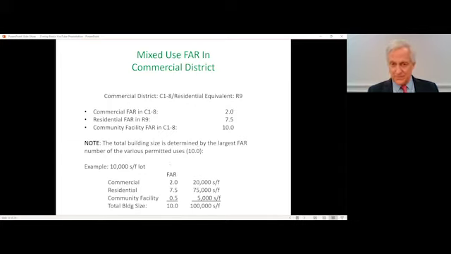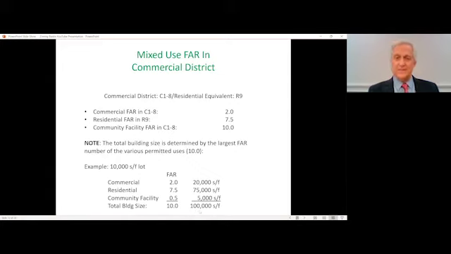So let me give an example, which hopefully explains this a little more clearly. Here's an example, 10,000 square foot lot. The commercial FAR is 2, so you can build 20,000 square feet of commercial. Residential FAR is 7.5. You can build 75,000 square feet of residential. So what have you got left over? 0.5. So the community facility FAR, you use only 0.5. You build 5,000 square feet of community facility, and look what you have. Your FAR equals 10, and your building size equals 100,000 square feet.